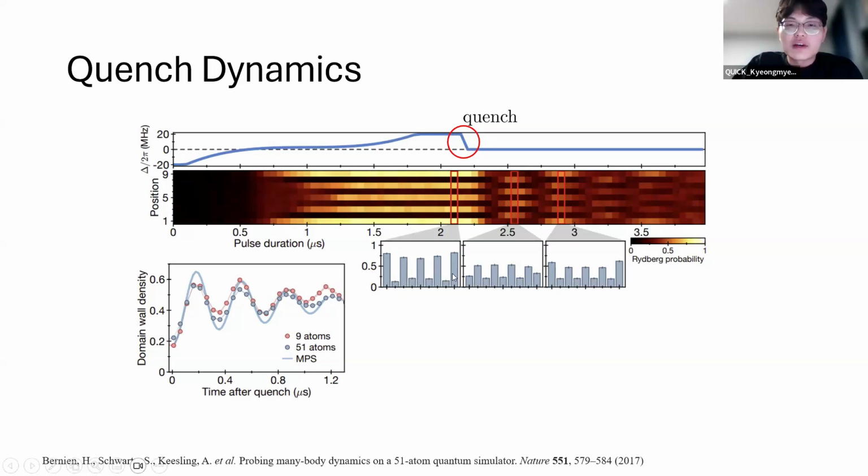This is well represented by the histogram. So if you have RG, RG, RG, after the quench, we have GR, GR, GR, and after some time, we go back to RG, RG, RG. And these oscillations are observed to be robust, and they persist over several periods with the frequency independent of the system size. So the frequency is almost the same for 9 atoms and 51 atoms.